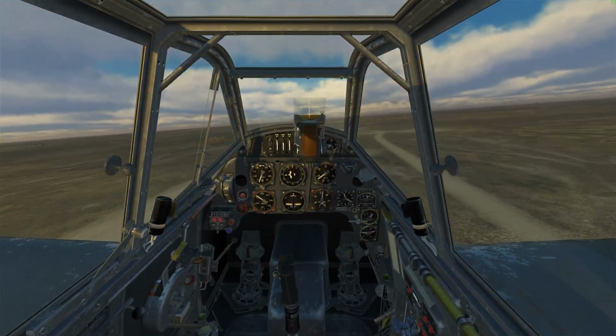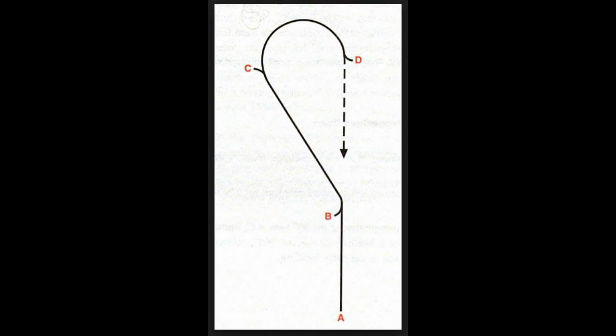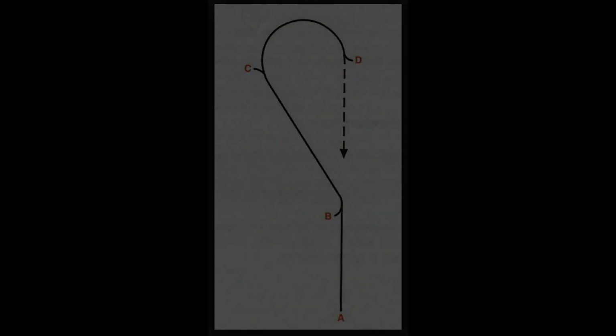So we've made the second attack, and we're going to do something different. We're going to do a teardrop pattern turn. We're flying along A, and when we get to B, we're going to do a 45-degree turn to the left. We'll fly straight for a time until we get to C. And then when we do our turn to the right, it should pretty much bring us right down the center line again.